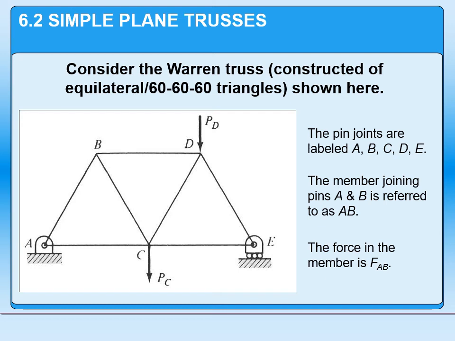In terms of our labeling or our organizational structure, we label the pins alphabetically with capital letters. If we're then looking for the force in these, we have, for example, this would be member AB. The force in this would be labeled as FAB. All right, so AB refers to the member, FAB refers to the force.